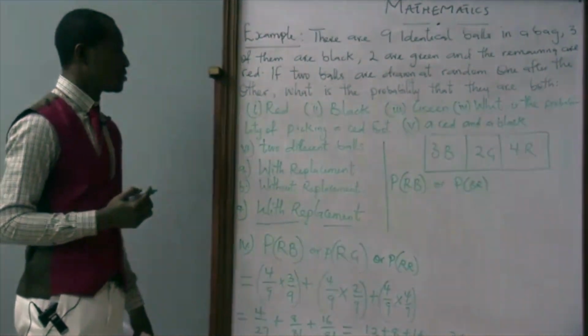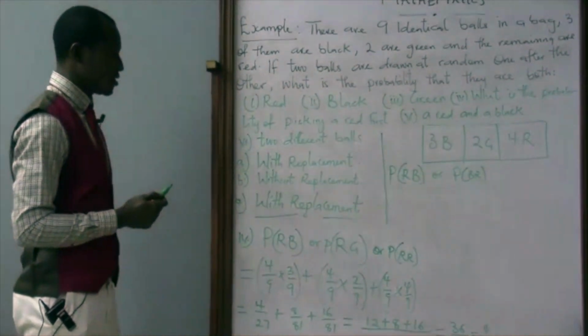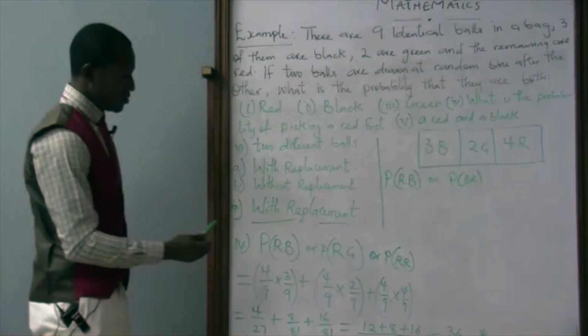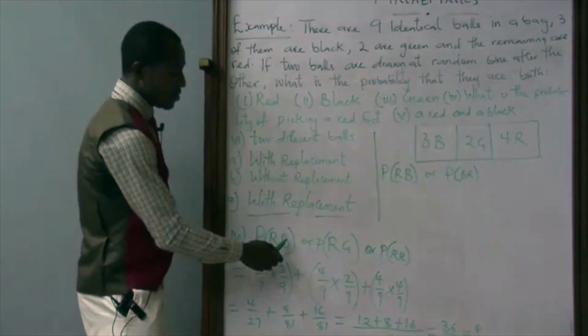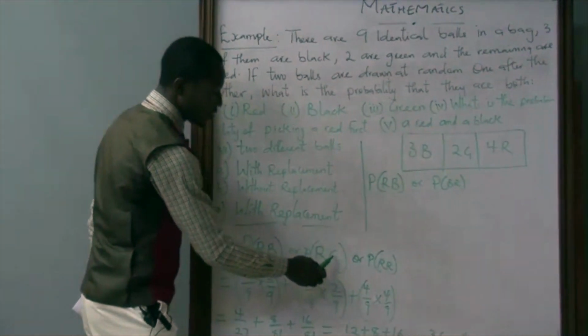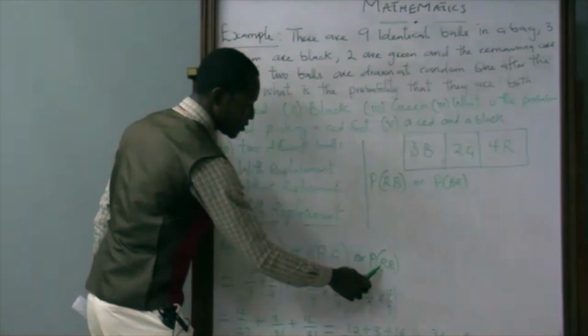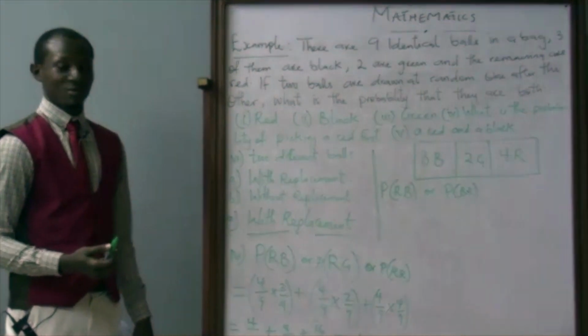Number 4. What is the probability of picking a red first? It is a red ball first. It's either we have the red first, the black second, or the red first and the green second, or the red first and the red again second, since we have 4 reds.